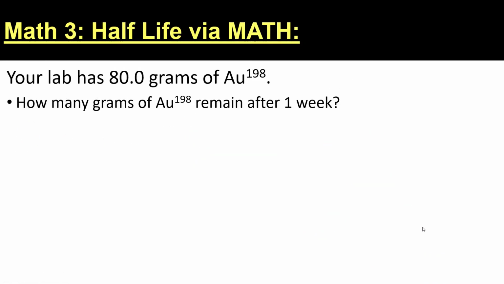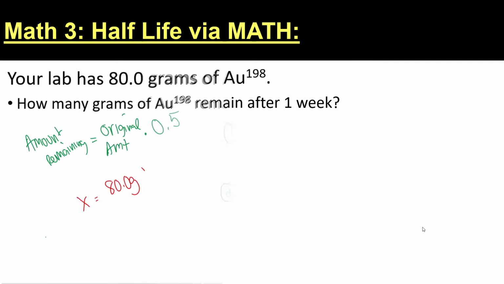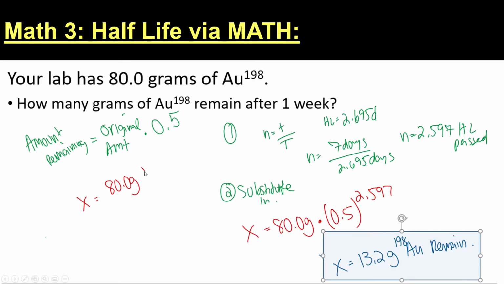All right, our last example is dealing with gold-198. Pause the video now and then unpause when you are ready for the answer. Right, if you did that one correctly, we were using the big formula that was here. We started the same way, had to dig out the half-life of the gold-198 from Table N. Once I did that, I found out that I got a fractional number of half-lives that passed. It's not a whole number, it's 2.597. And so I plug that into my formula, and we see we get 13.2 grams of gold-198 remaining.